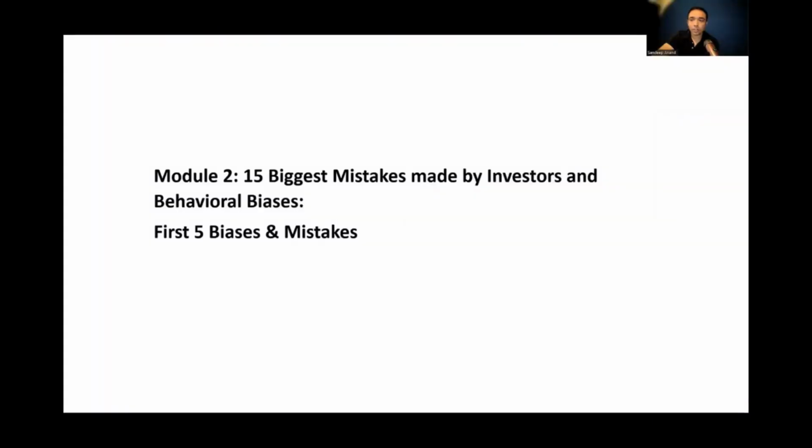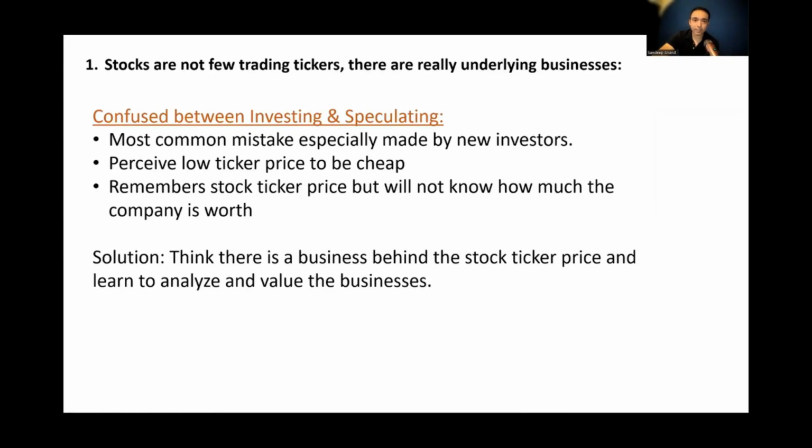And I'm going to move into module 2, which covers the first 5 biases that we will see now. Module 2 is the 15 biggest mistakes made by investors and the behavioral biases associated. First 5 biases and mistakes, right? Now, the first one is that stocks are not just trading tickers. There are really underlying businesses. Although many of us know this, right?